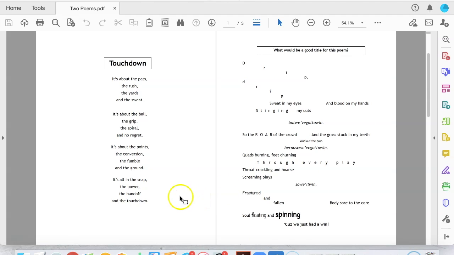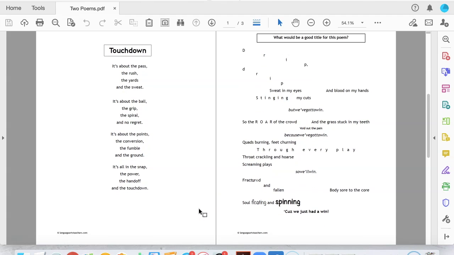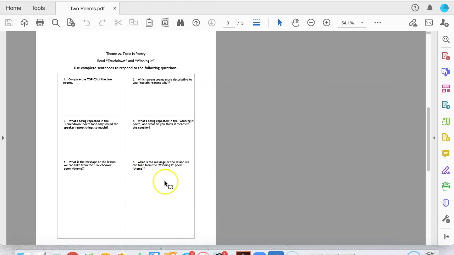Don't think it's weird if you're thinking, okay, wait, I've got to go back and reread that poem. And that's the good thing about poems. They're typically pretty short, and it's easy to do that. It just took us a couple minutes to read that there, see? Okay, so on this page right here, Theme versus topic in poetry, read Touchdown and Winning It.